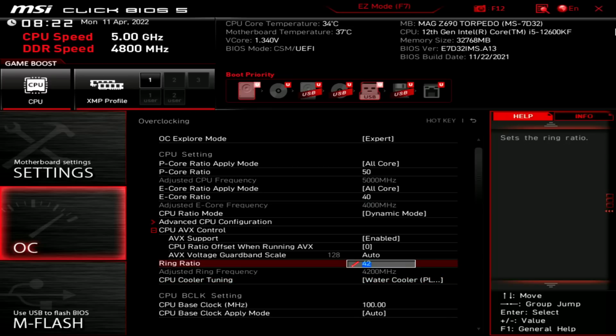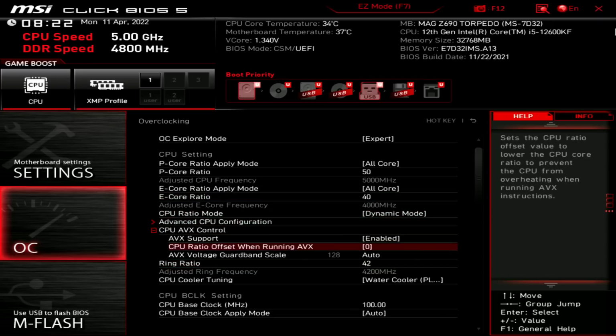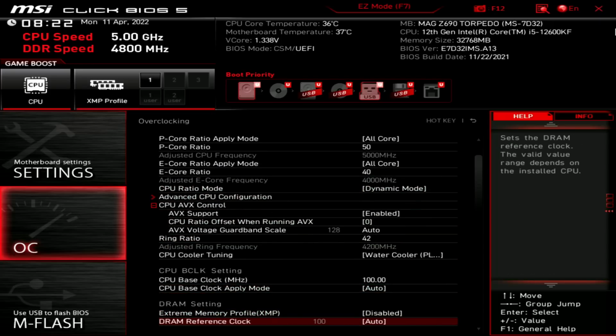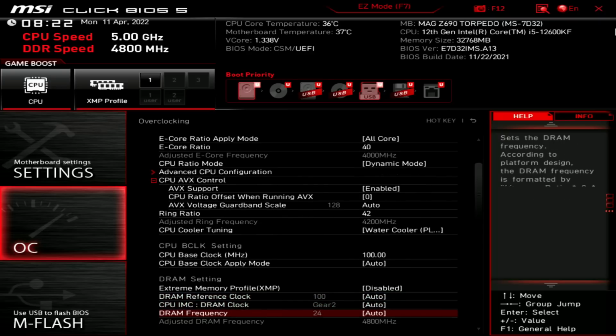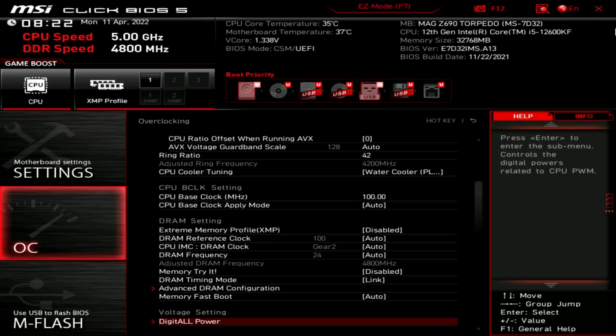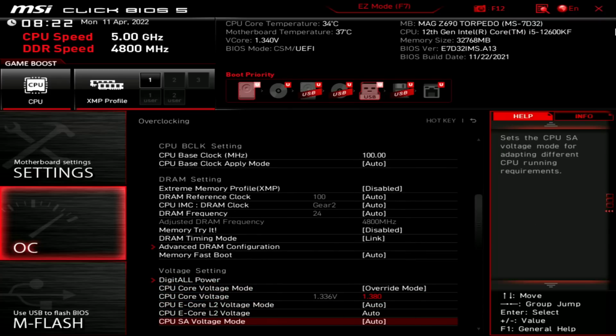Anyway, ring ratio is at 4.2. I did try 4.3. It wasn't very happy with that. And 4.1 on the E cores had a tendency to randomly crash, like it would drop two of the workers in Prime95, that kind of thing. So that's why the E cores are at 4. Yeah, memory is JEDEC. This memory kit doesn't even have an XMP profile.